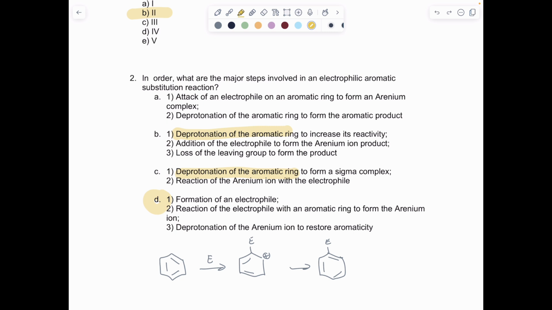And then option A is basically the same as option D, but just without that formation of the electrophile, which we know is necessary for this reaction to take place. So A also is not the correct answer. So that leaves us with D being correct.